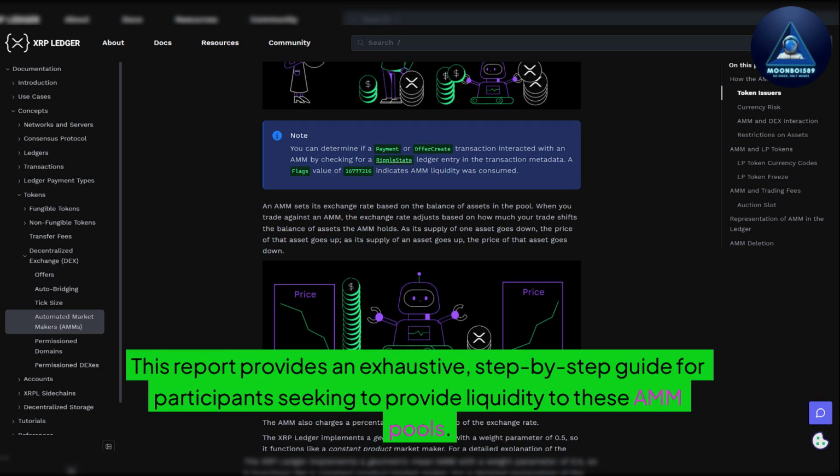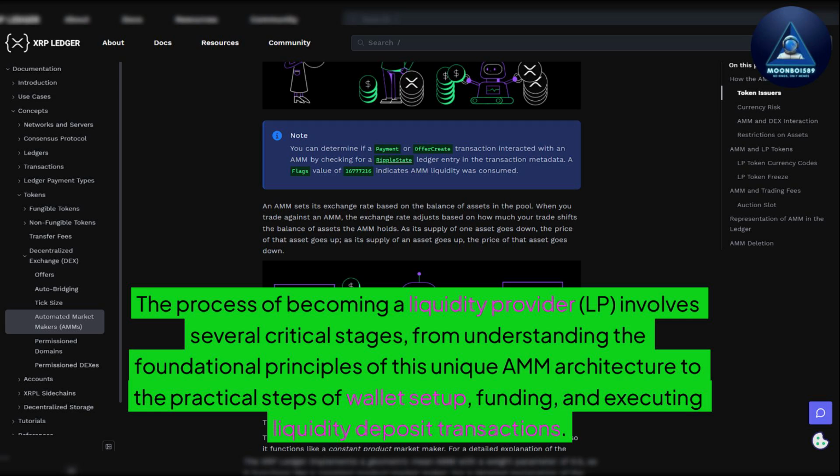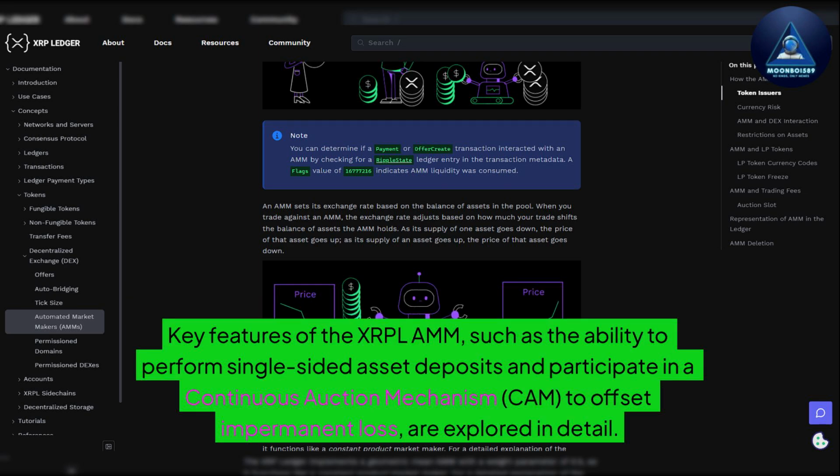This report provides an exhaustive step-by-step guide for participants seeking to provide liquidity to these AMM pools. The process of becoming a liquidity provider, LP, involves several critical stages, from understanding the foundational principles of this unique AMM architecture to the practical steps of wallet setup, funding, and executing liquidity deposit transactions. Key features of the XRPL AMM, such as the ability to perform single-sided asset deposits and participate in a continuous auction mechanism, CAM, to offset impermanent loss, are explored in detail.